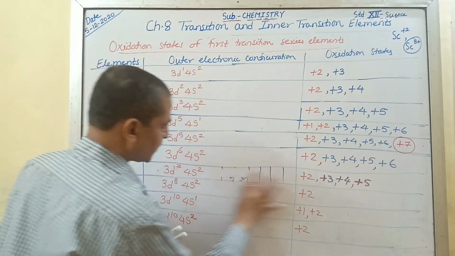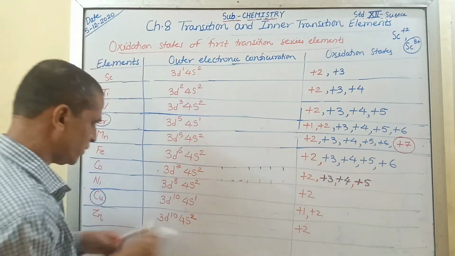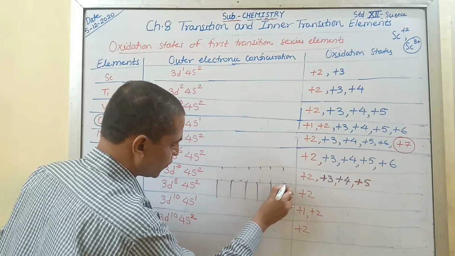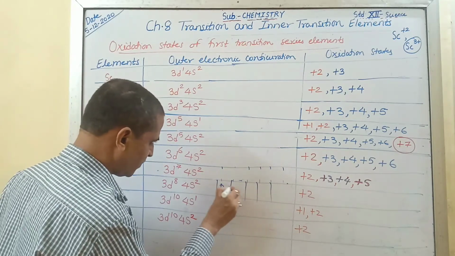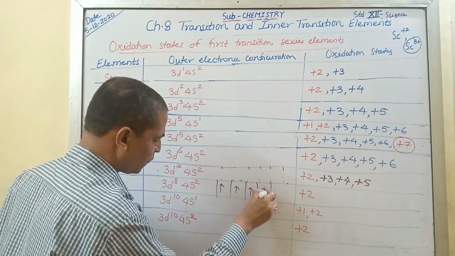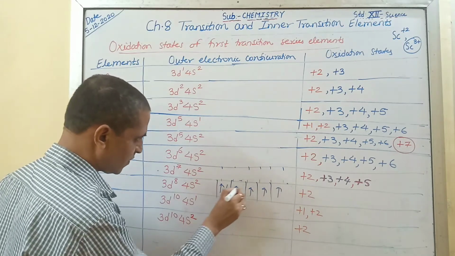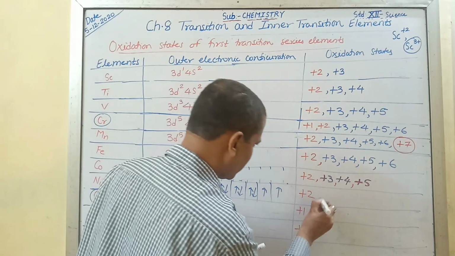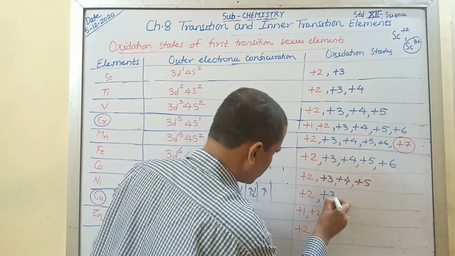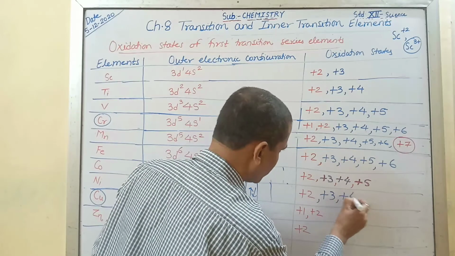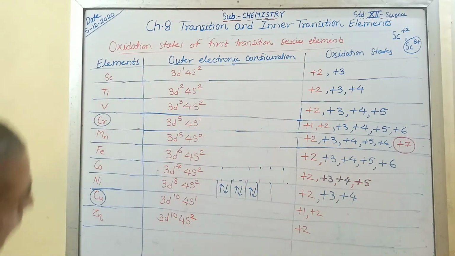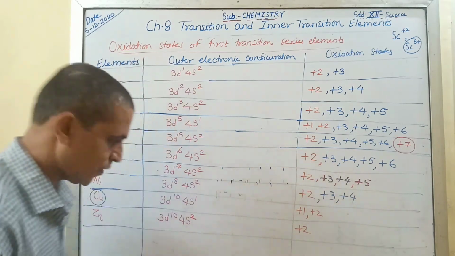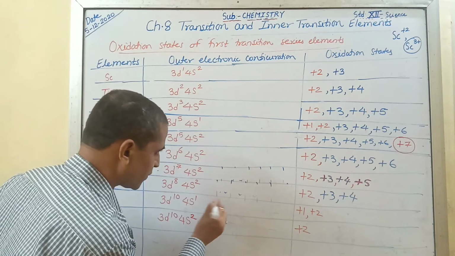Now come to nickel. 1 2 3 4 5, 1 2 3 4 5 6 7 8. So 3d8. Now what happens here? Remove one electron, you get +3. Remove one more electron, you get +4. Now come to 3d10.